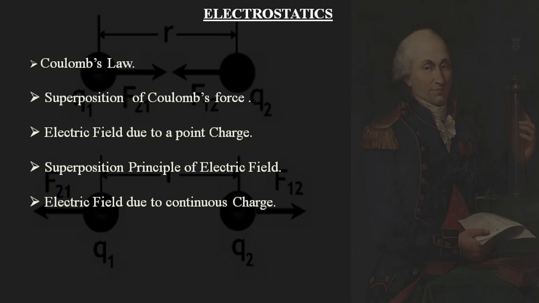And if we have a single point charge, we can write the electric field using Coulomb's law. But if we have more than a single point charge, let's say 2 charges, 3 charges or 5 point charges, and we want to find the electric field at any arbitrary point, then again we have to use the superposition principle. So we'll discuss the superposition principle of electric field, and then we'll see, instead of discrete point charges, if we have a continuous charge, then how we can write the electric field.